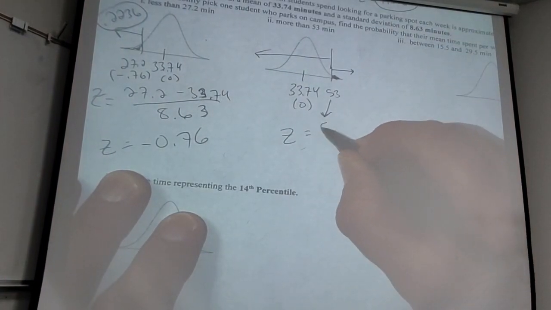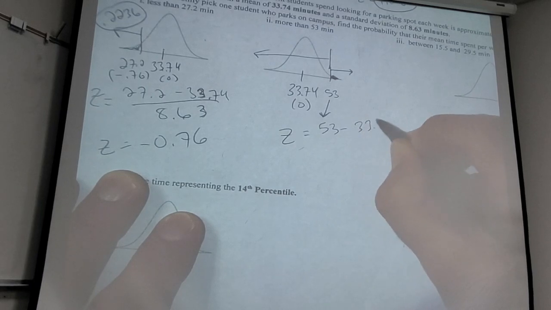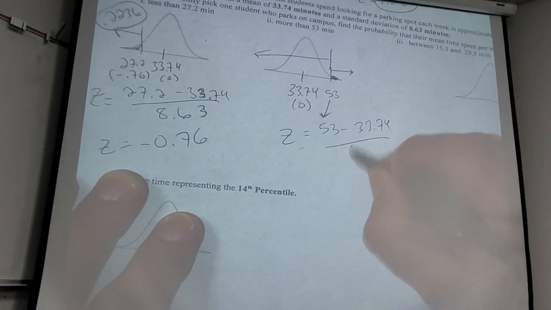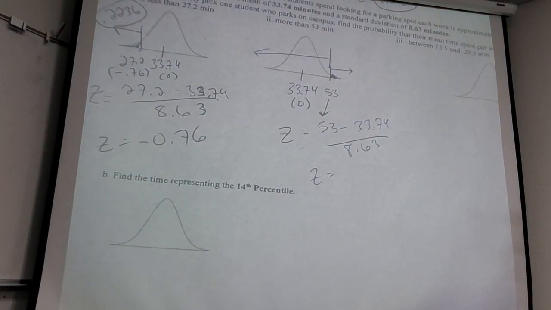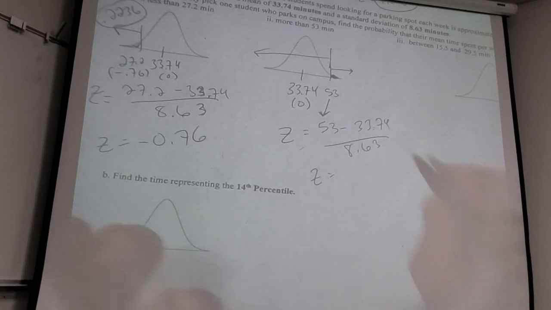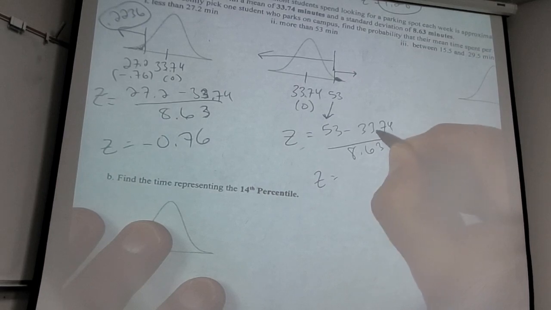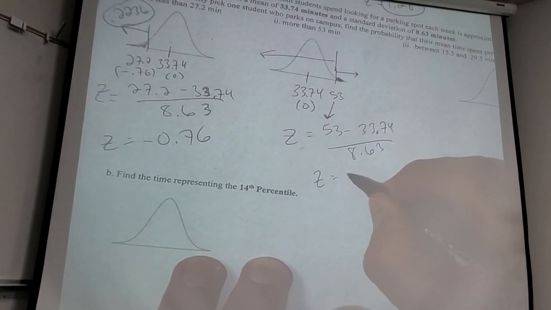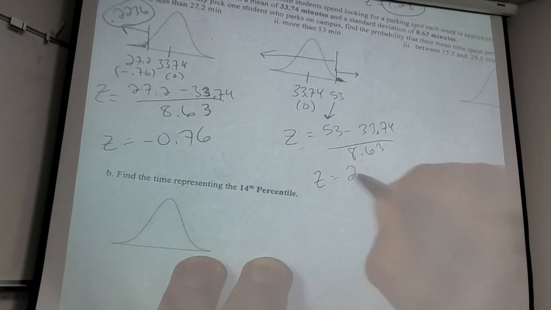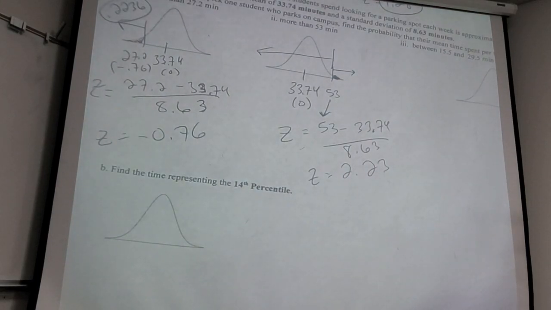So it would be our data point minus the mean, divided by the standard deviation. And what do you guys get for that? Anybody get that z-score? 2.23. I love it. And why does that make sense?